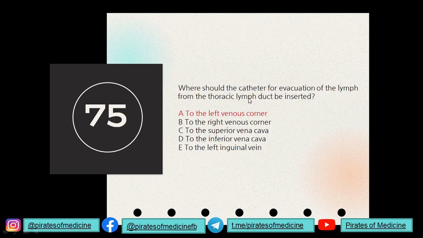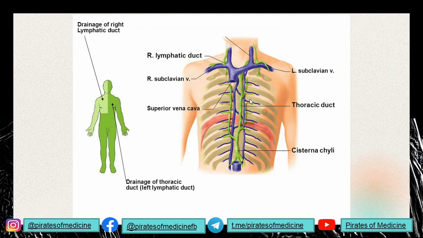The 75th question is: where should the catheter be inserted for evacuation of lymph from the thoracic lymph duct? To understand this, let's look at the thoracic lymph duct. So you can see over here the lymphatic system. The thoracic duct is present right here on the left part of the body, and the right part of the body has its lymph supply taken up by the right lymphatic duct. The left portion of the body is drained by the thoracic duct, the left lymphatic duct as you can call it, and this highlighted light green part is drained by the right lymphatic duct.